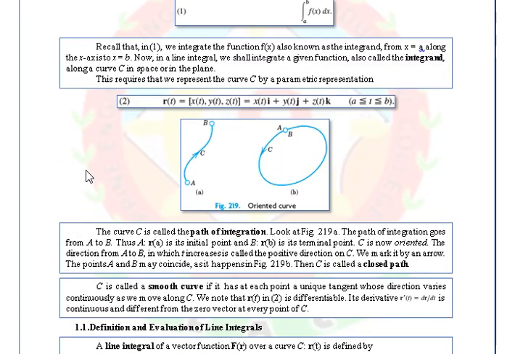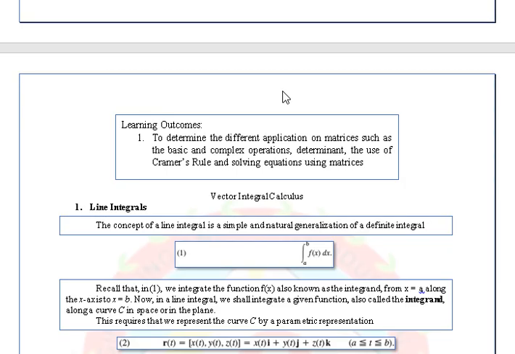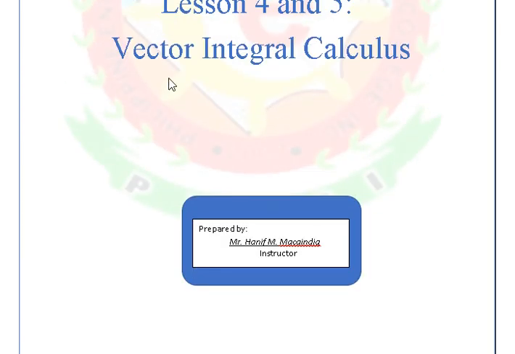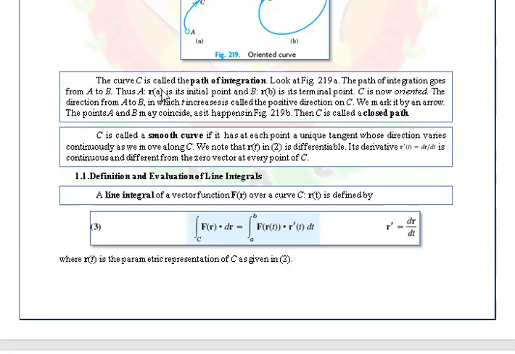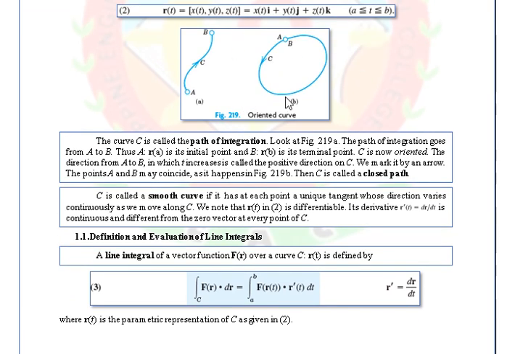We need that in integrating a certain function because we are dealing here with vector integral calculus. It means that the direction of a certain function is very important in integrating it. So that's why we need that. The curve C is called the path of integration. If we have this curve that specifies the way from point A to point B, we call that the path of integration. The path of integration goes from A to B. Thus, r of A is the initial point and r of B is the final or terminal point.